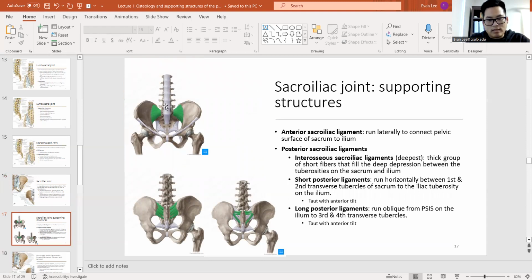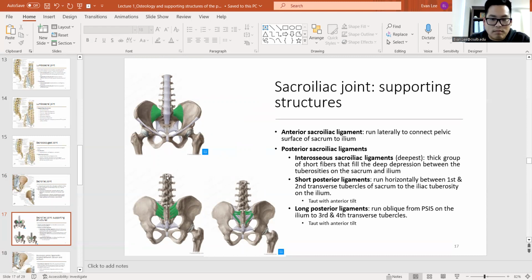Now, between the sacrum and the ilium, there are a few different ligaments that are a little bit hard to see together. So if you look at these pictures, you can see them a little bit more clearly. The anterior sacroiliac ligament, that's going to be over here. So this one right here on the front of the pelvis, or rather the front of the back of the pelvis, the anterior sacroiliac ligament is going to be on the front of this joint.